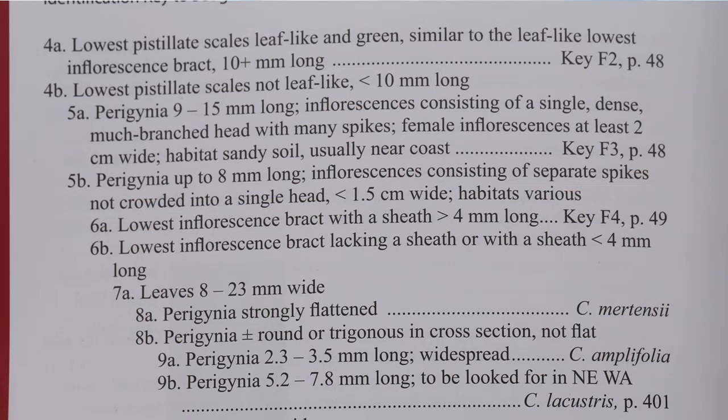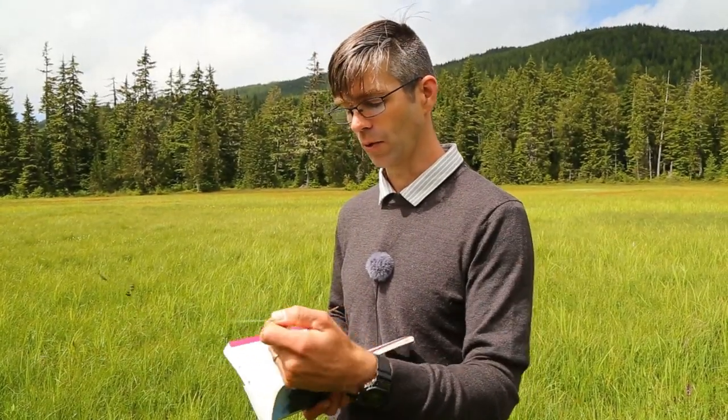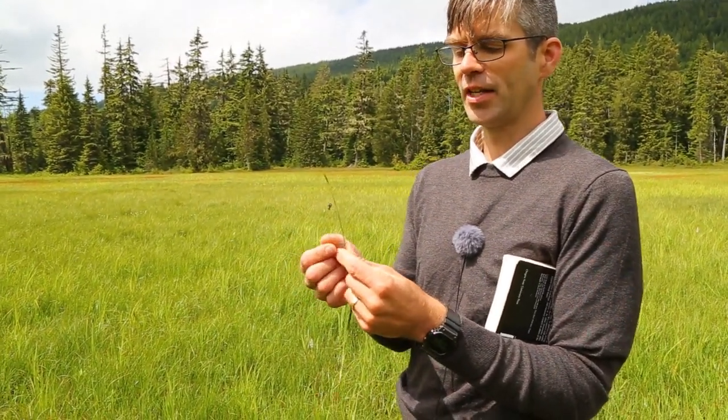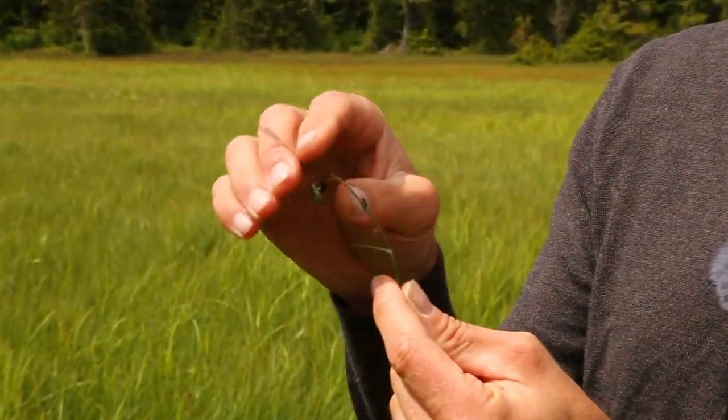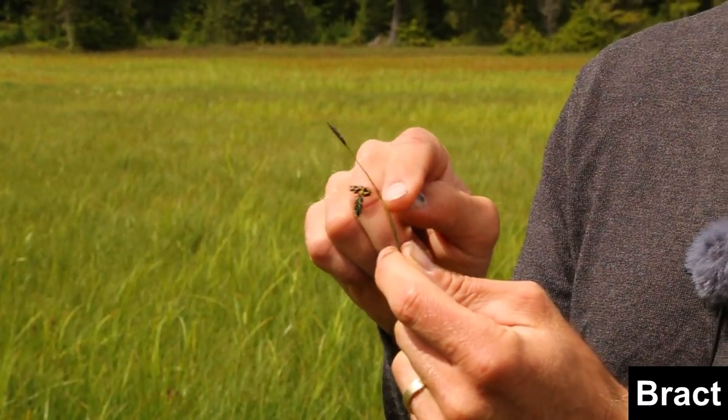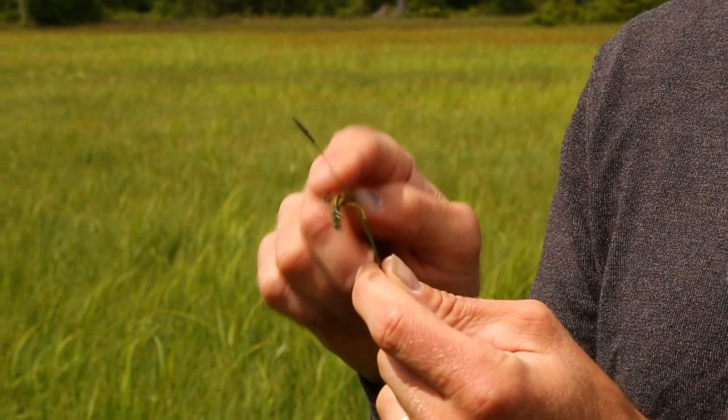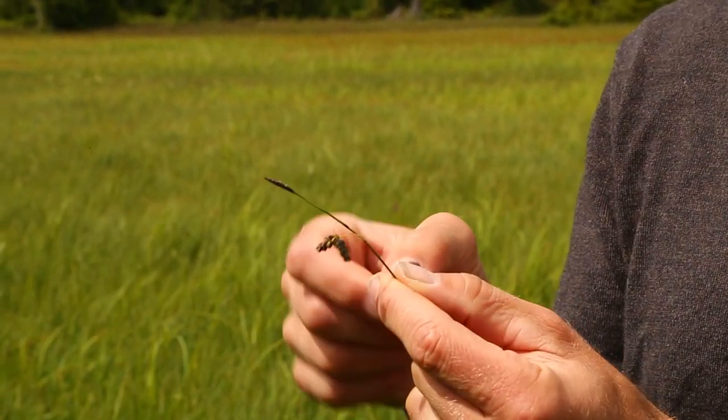6A versus 6B. 6A reads lowest inflorescence bract with a sheath greater than 4 millimeters long, or 6B lowest inflorescence bract lacking a sheath or with a sheath less than 4 millimeters long. Okay, so we're not measuring the length of the bract, we're measuring the length of the sheath on the bract. So this is a leaf here. This here is a bract because it's coming out from the same place that the spikelet is.